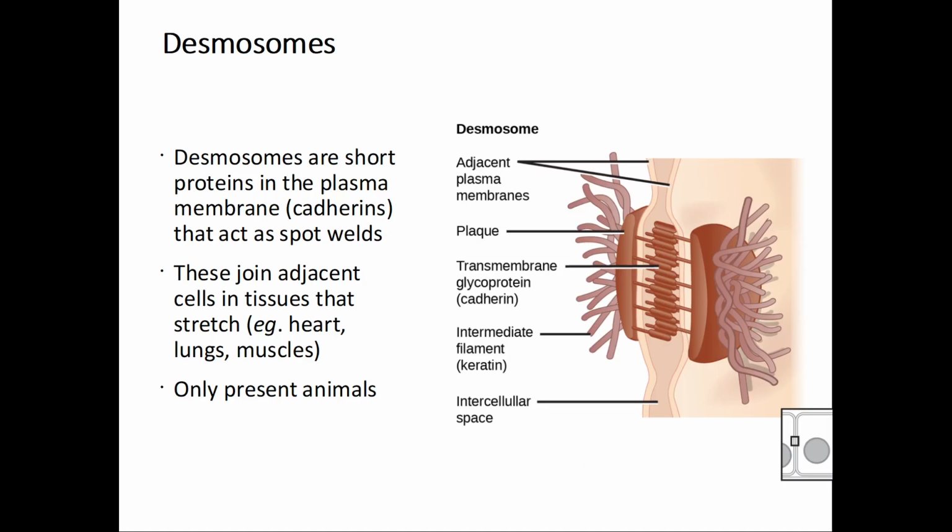All right, desmosomes are structures that kind of rivet the animal cells together. So you think of things like muscle cells, lung cells, heart cells that have to stretch a lot and still be connected and not rip apart. These are responsible for holding those structures together. And they're only present in animal cells.